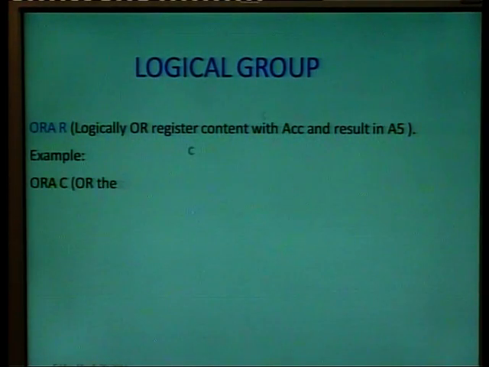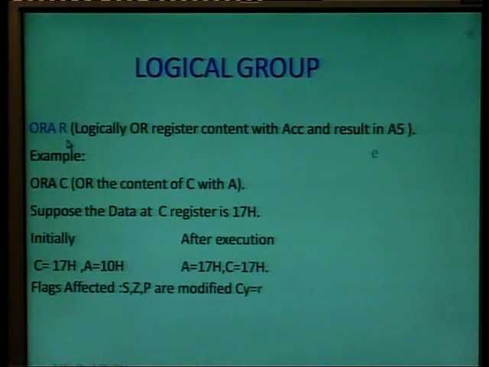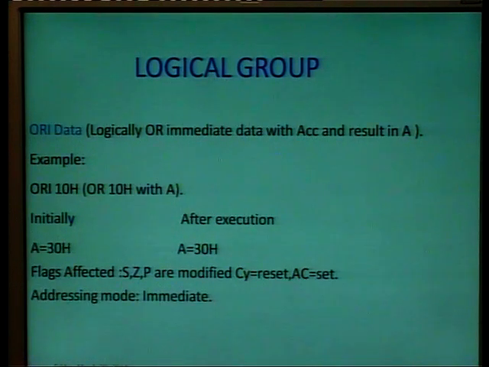Then ORA R, it performs the logical OR operation of two 8-bit numbers. One of them is in the accumulator, the second can be in the register R. All the flags are affected by the instructions of the logical group, and this comes under the immediate addressing mode.